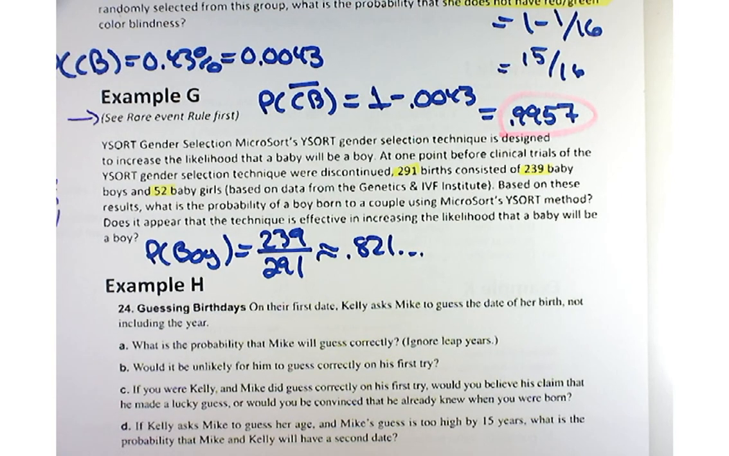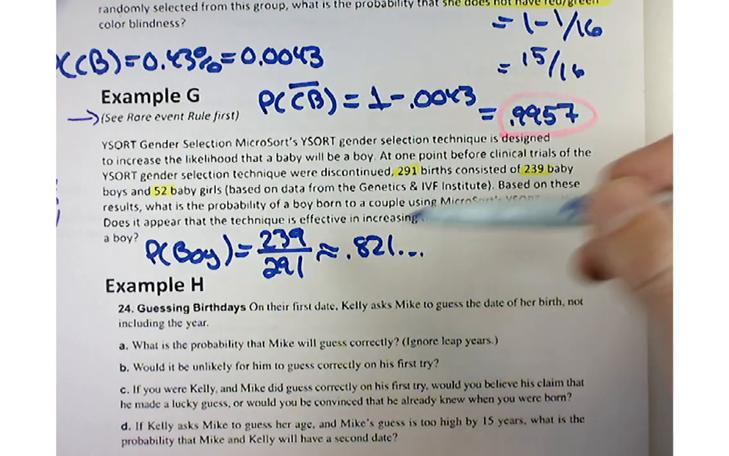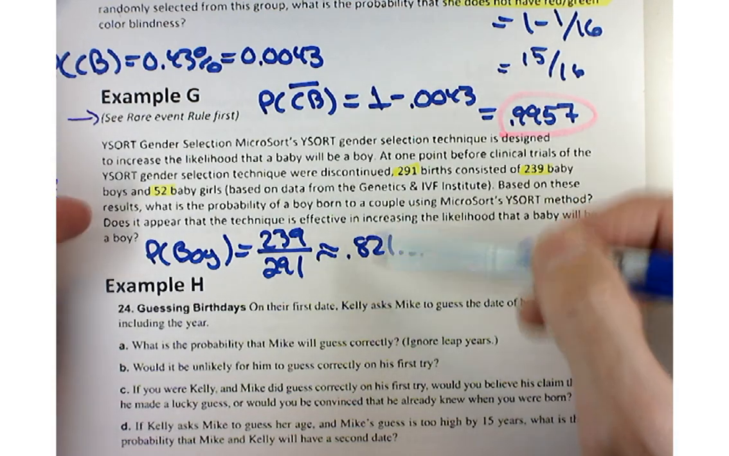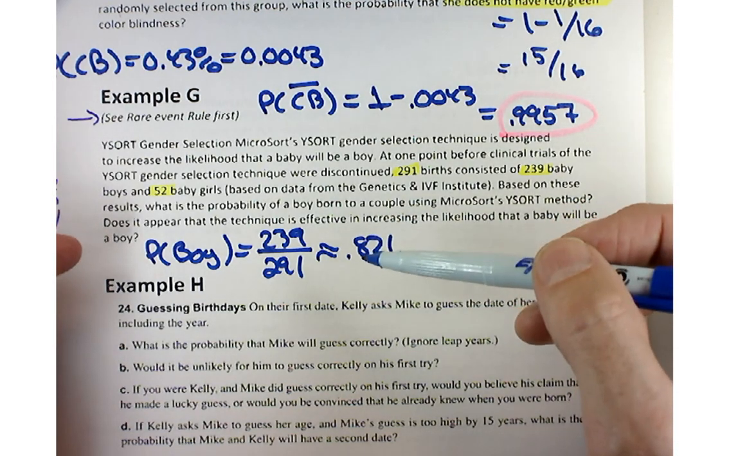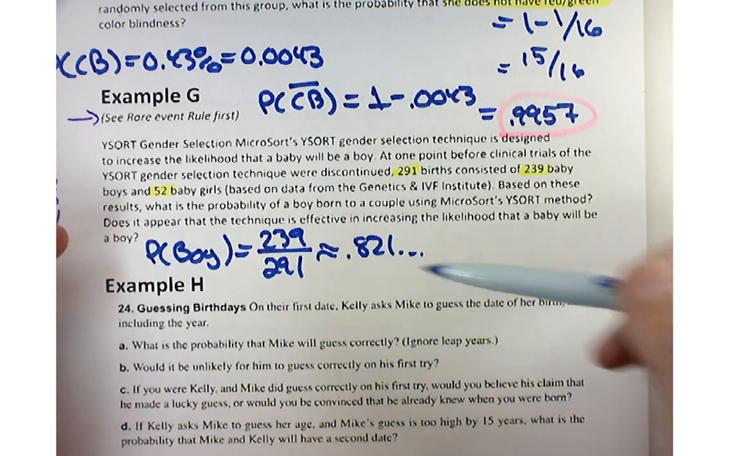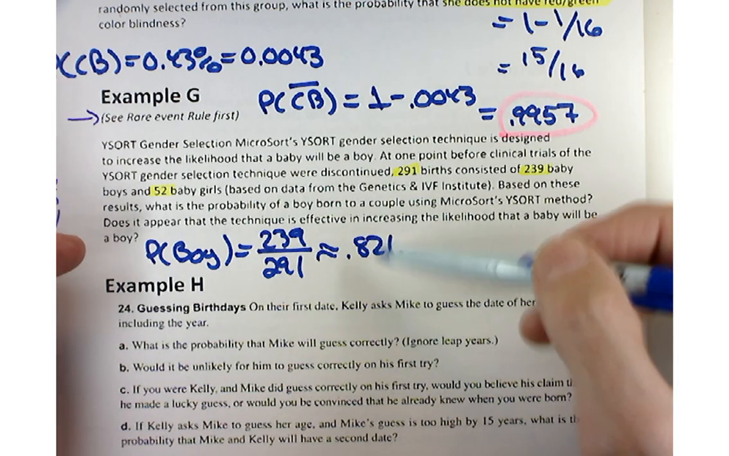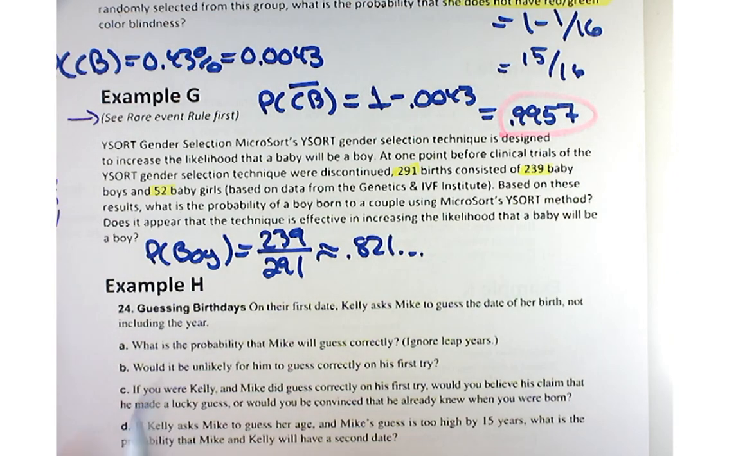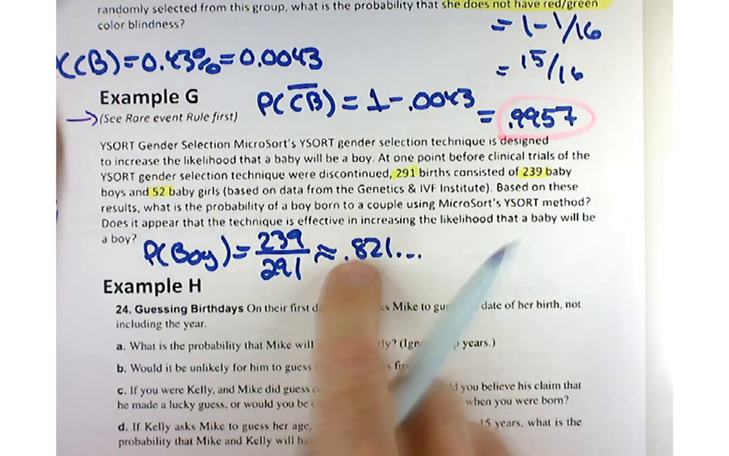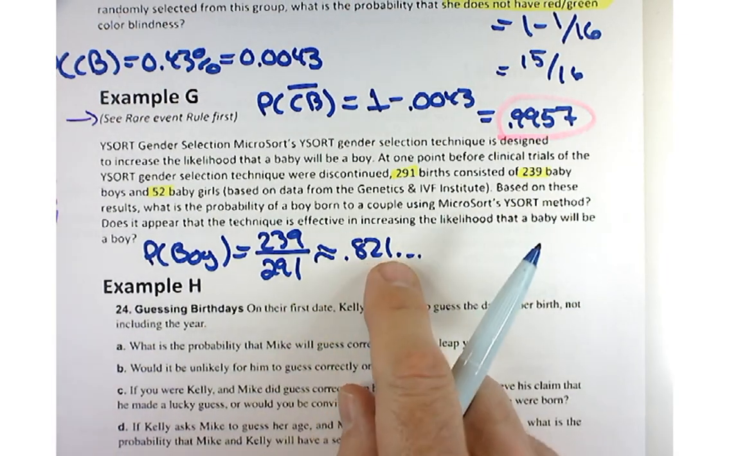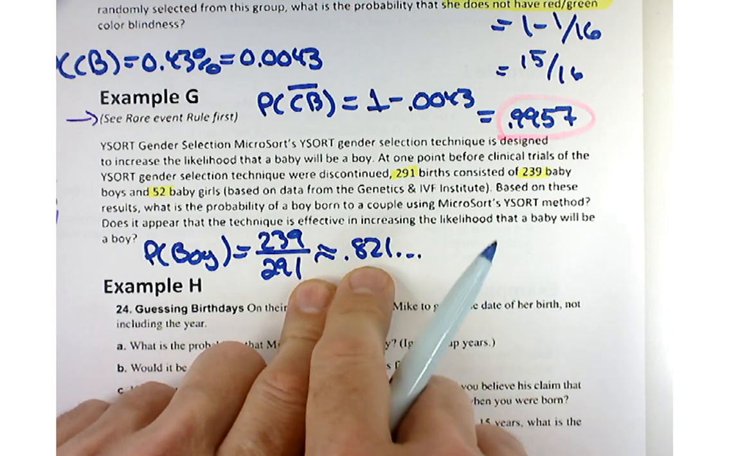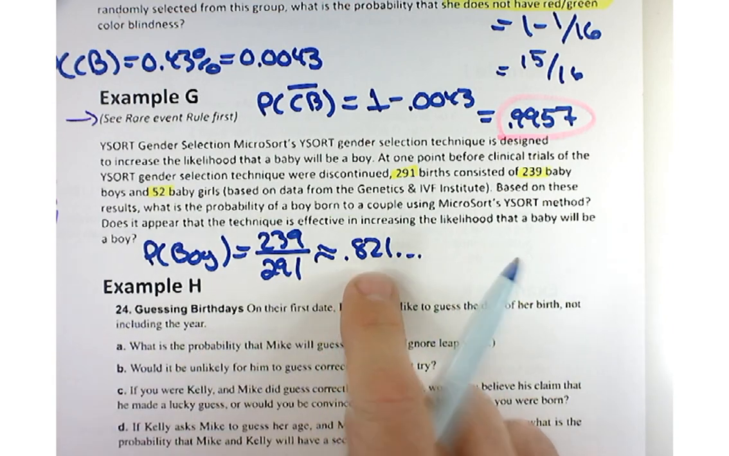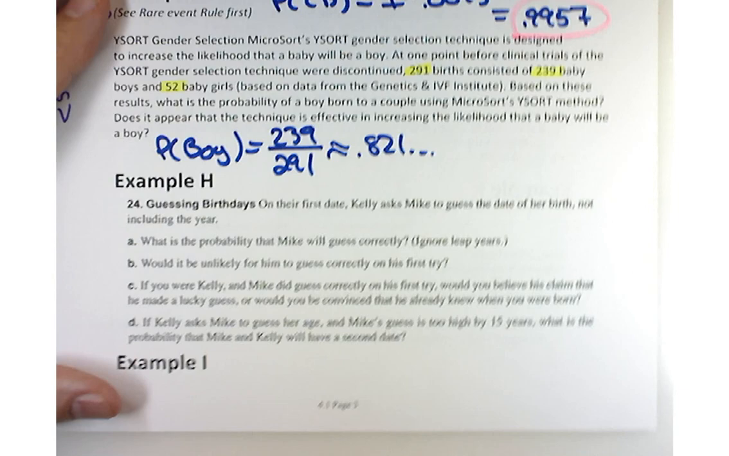Oh, yeah. Later on in this course, when we do binomial probabilities, we'll be able to calculate the probability of an event like this or something more extreme. But an outcome like this would be extremely unlikely if this Y-sort method had no effect. That is, if there was a 50-50 chance, then it'd be really incredibly long odds to get something like this.